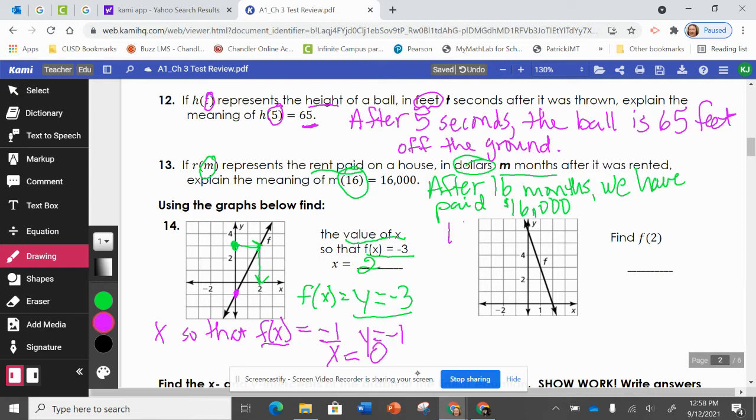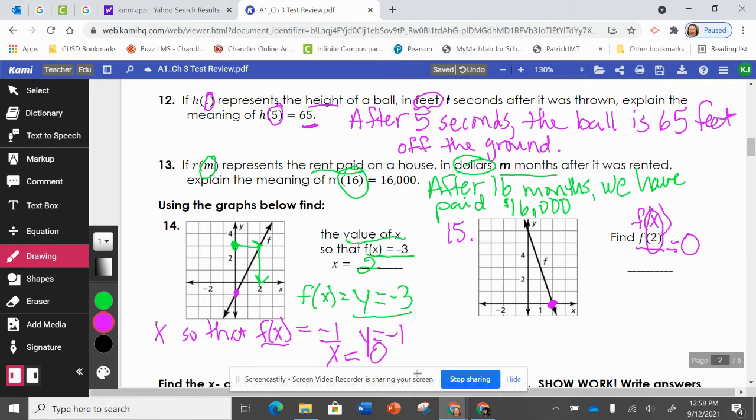For 15, it's saying find f of 2. So remember, that was f of x. X changed to 2. So where is x 2? X is 2 right here. This is also where the line is graphed. So what y value is that? That y value is 0.